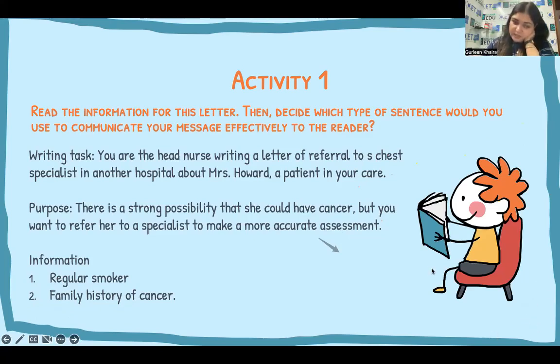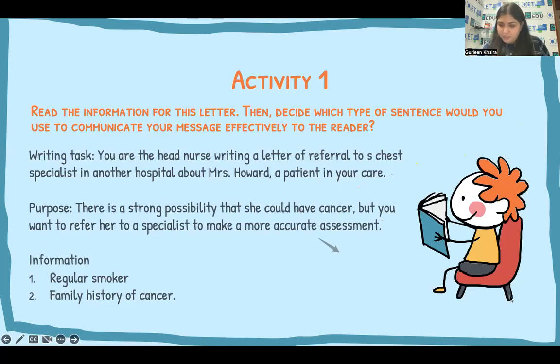I think everyone agrees. And if we are to combine them, my next question to you would be, are they equally important? Keep in mind the purpose of writing. The purpose of writing is assessment because her symptoms are consistent with cancer. There's a strong possibility that it could be cancer. So we're referring her for assessment. So in your opinion, are these pieces of information equally important or does one of them deserve greater attention from the reader?